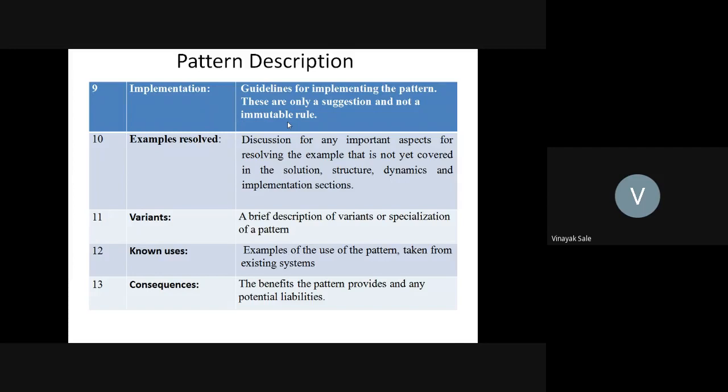Example resolved, discussion of any important aspects for resolving the example that are not yet covered in the solution, structure, dynamics and implementation sections. What are the variants regarding the pattern? A brief description of variants and specializations of the pattern. So what are the known uses? The examples of the use of the pattern taken from existing systems. And what are the consequences, so the benefits the pattern provides and any potential liabilities.